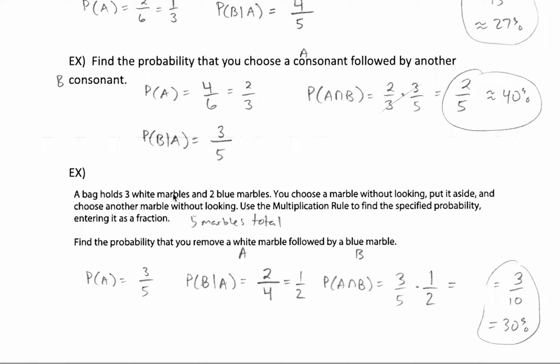Since we have 3 white and 2 blue, we have 5 total marbles in our bag. So our first event, sample size is 5. The chance that we draw a white marble, well, there's 3. So 3 out of 5 would be the probability of that event.